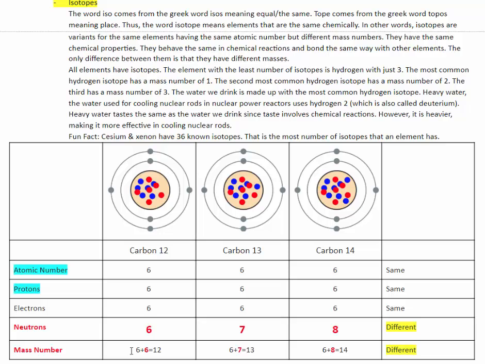Their mass numbers are different. For the first, it is 12. That's why we call it carbon 12. For the second one, the mass number, 6 protons plus 7 neutrons, is 13. That's why we call it carbon 13. And this one, 14. That's why we call it carbon 14. So for isotopes, the only different thing is the number of neutrons and the mass number. As a consequence of having different numbers of neutrons, they will have different mass numbers.